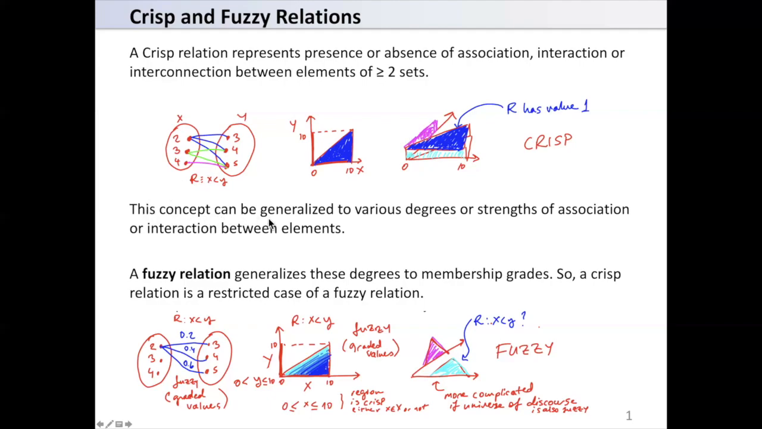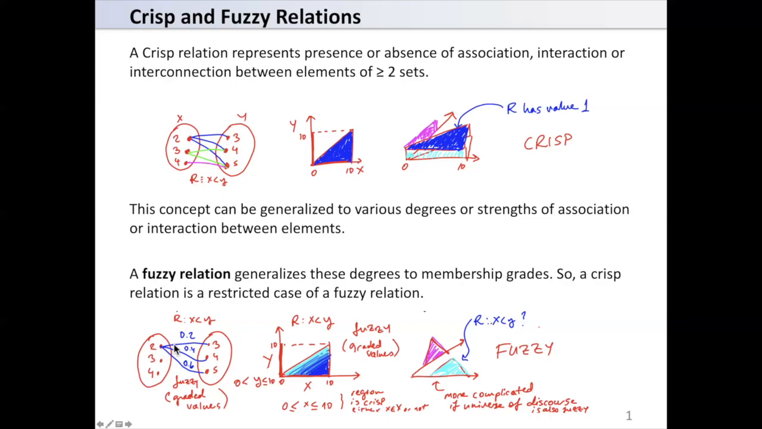This concept can be generalized to various degrees of strength of association or interaction between elements. A fuzzy relation generalizes these degrees to membership grades. So a crisp relation is a restricted case of a fuzzy relation. Here in the fuzzy relation, instead of fixed values, we are assuming that there may be degrees of the relation, not only membership value 1.